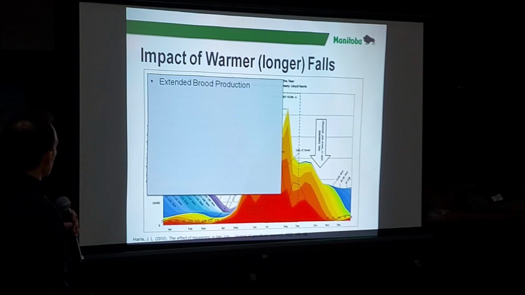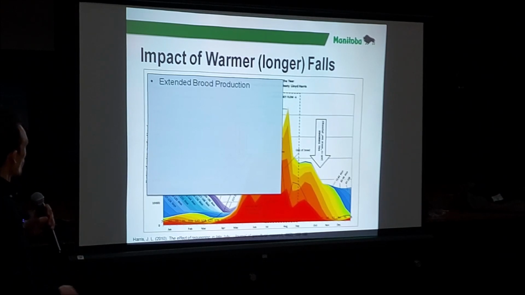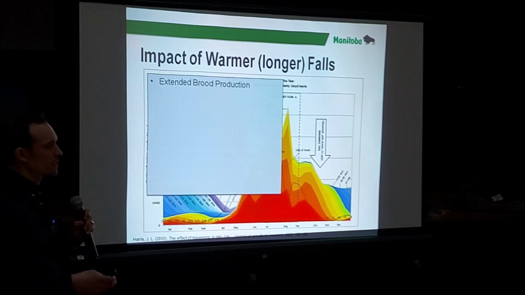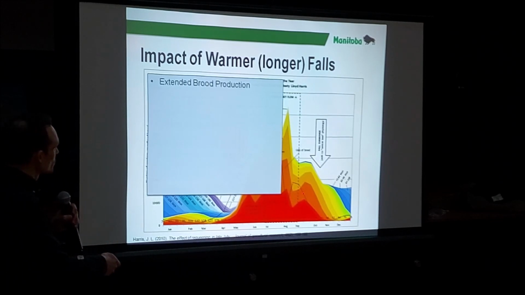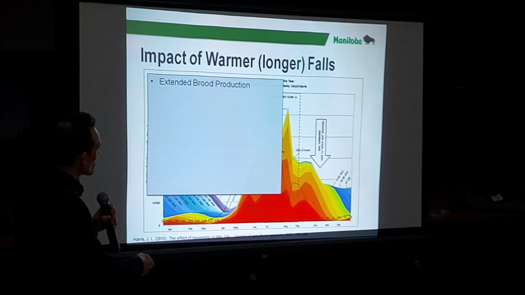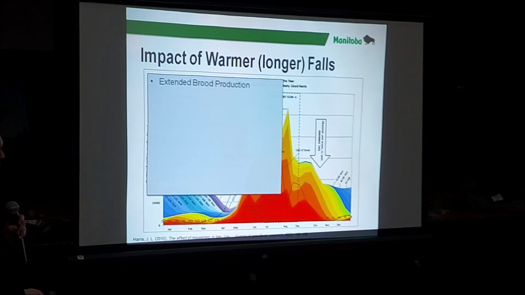So when we look at the impact of warmer and longer falls, one thing I think we probably all know about is that we see these periods of extended brood production. The queen isn't shutting down as early. This brood is extending much further. I think in November 2021, I had 4 frames of brood in some of my colonies. They just lasted way, way longer into the fall. And maybe that's a good thing. You're producing more bees later into the season, but I think it can have negative impacts as well.